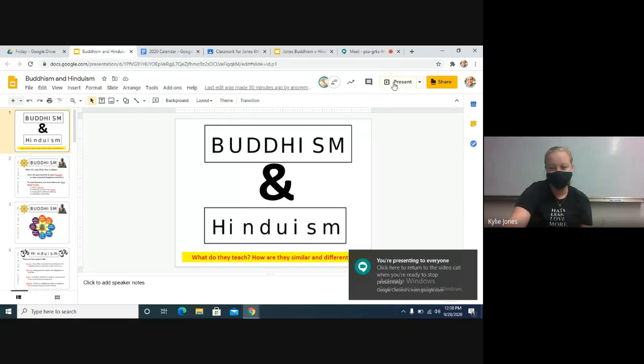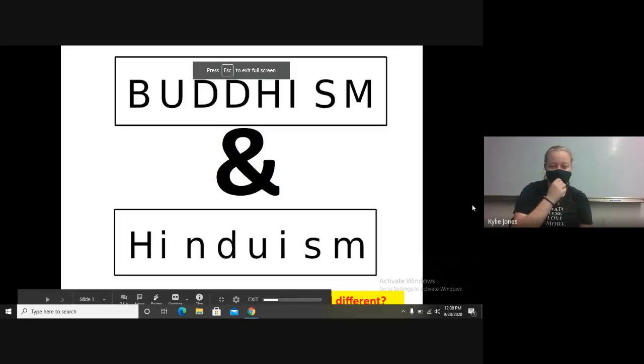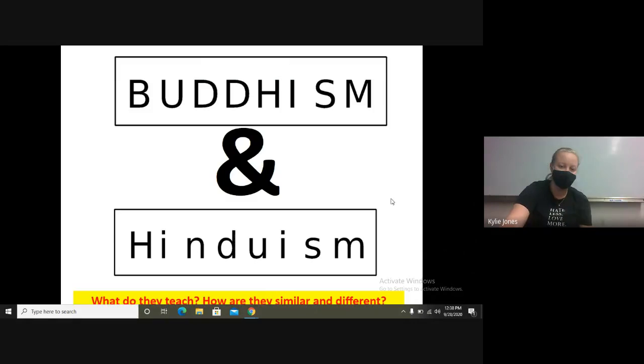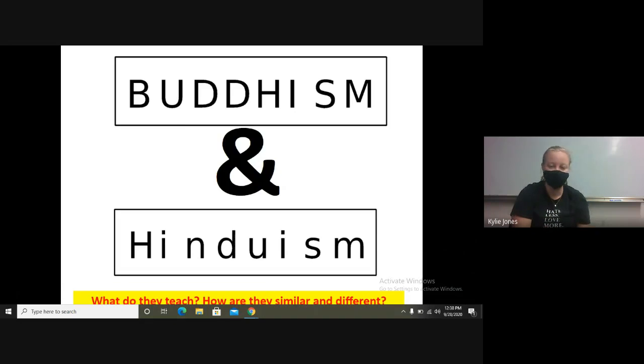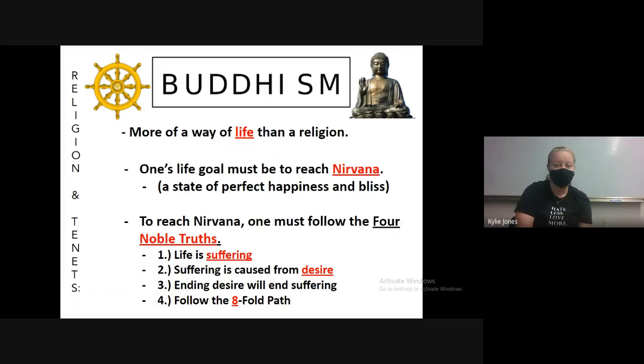Start on the first slide here. So Buddhism and Hinduism are two different religions that kind of originated in ancient India. The thing is in the way, I can't read the bottom. So we're going to talk about what they teach as their values, in terms of like how Christianity has its values. We're going to talk about how Buddhism and Hinduism have their separate values and how they're different from each other and how they're similar.